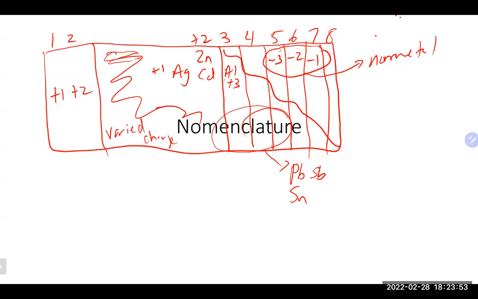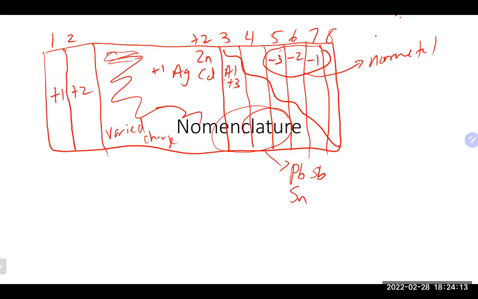Something like sodium will always be +1, no matter what the situation is. It will never be anything other than that. So these guys here that have the fixed charges, 100% of the time, are always going to be those charges, no matter what the situation may be. Any questions on that there?